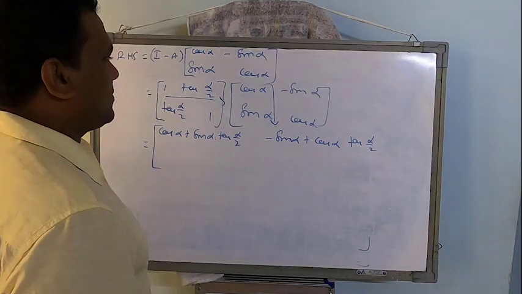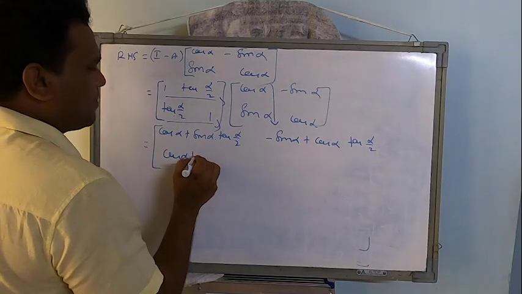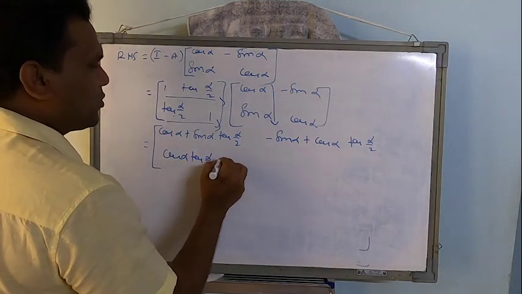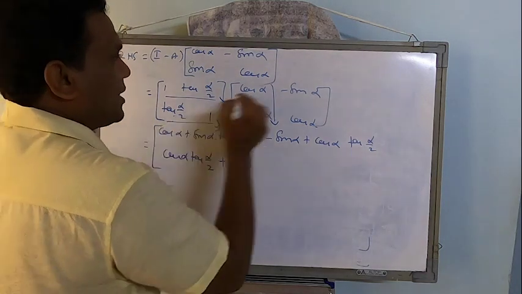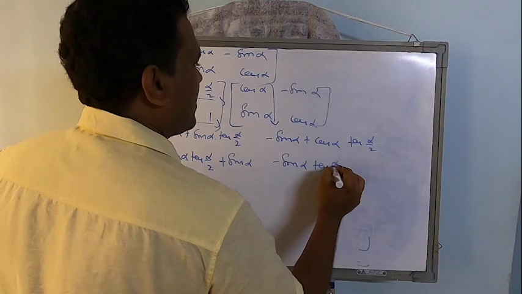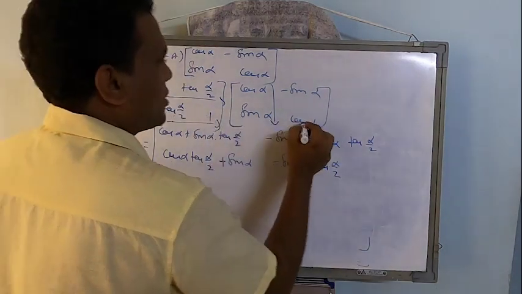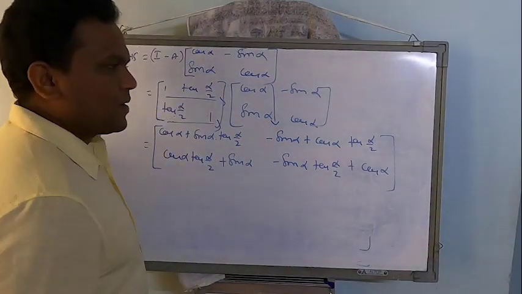Clear? Now the next, second row, first column, so cos alpha multiplied by tan alpha by 2 plus sin alpha. That's okay. Now the next thing, second row, second column: minus sin alpha multiplied by tan alpha by 2, and it's going to be plus cos alpha.